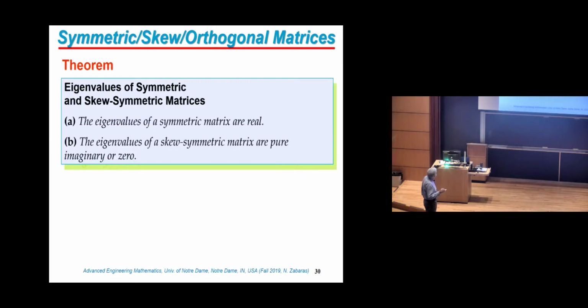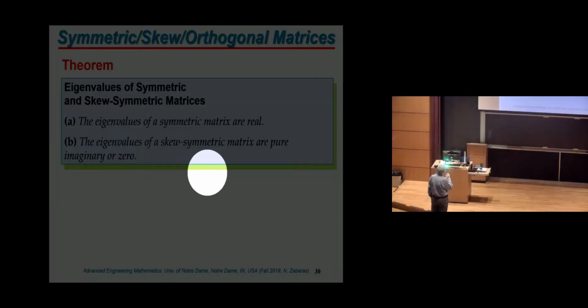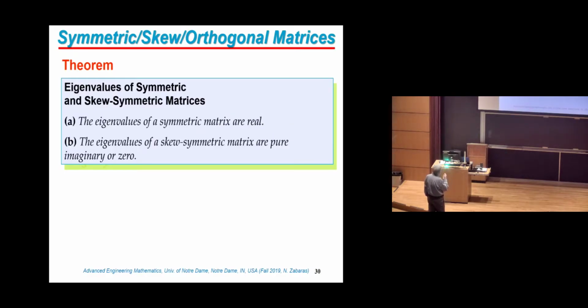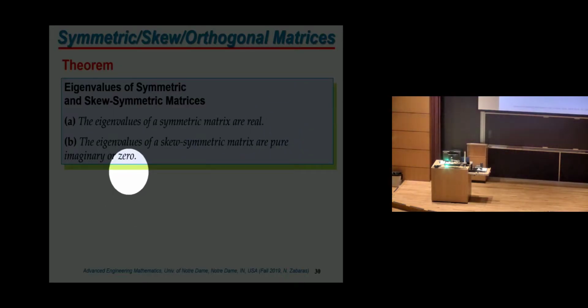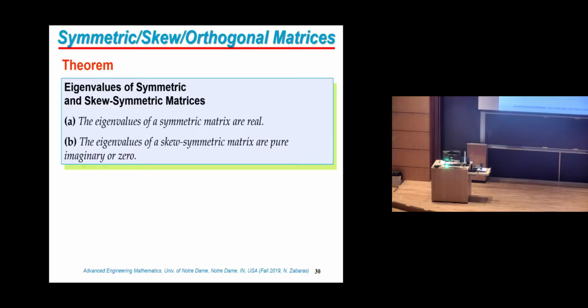All right, so here is the interesting theorem. The eigenvalues of a symmetric matrix are real. The eigenvalues of a skew-symmetric matrix are pure imaginary or 0. So at least if the matrix is symmetric with real elements, we know that the eigenvalues of that matrix are real, okay? And for a skew-symmetric matrix, the eigenvalues are pure imaginary.